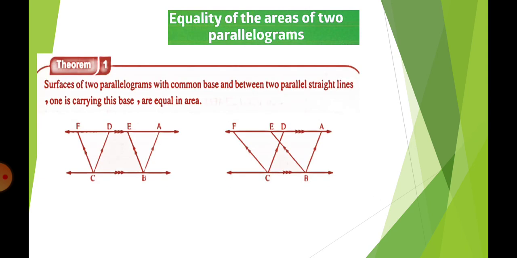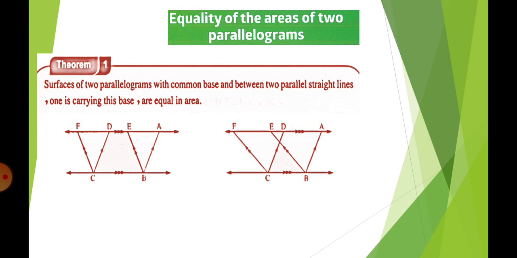If we have two parallelograms with the same base and lying between two parallel lines, one of them carrying the base, they are equal in area. The two parallelograms with a common base and lying between two parallel straight lines, one of them carrying this base, are equal in area.